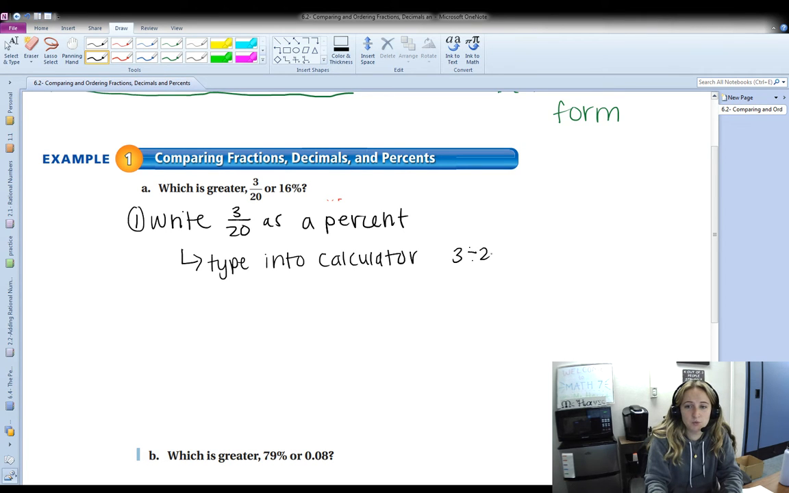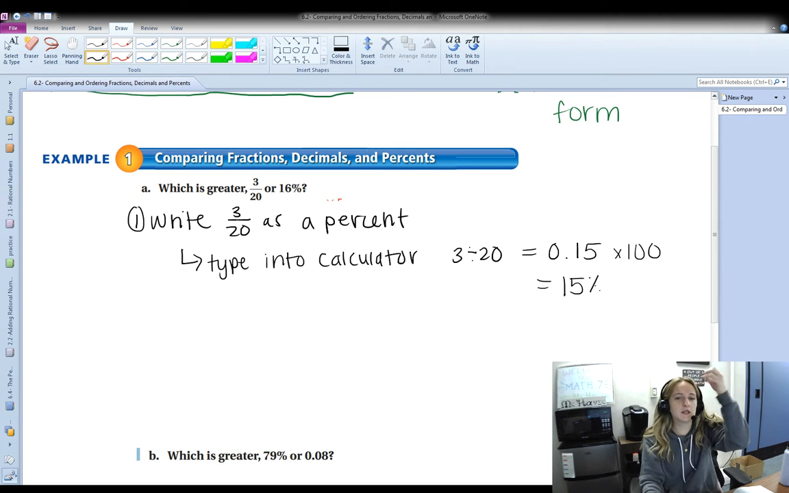Type 3 divided by 20 into the calculator. That's going to give you the decimal, 0.15. If you want to turn 0.15 into a percent, you can either multiply by 100 or just move the decimal point to the right 2 times. That's going to give you 15%. So that's the first way that you could do it.